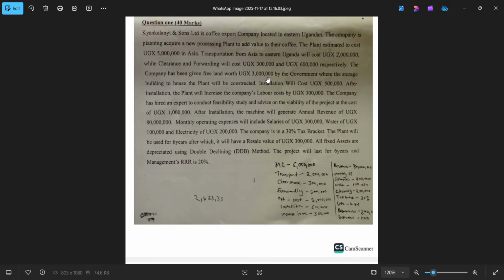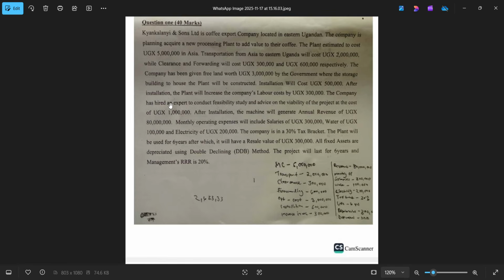Now this free land will be an incentive since the company was not planning for it. It will be an incentive, but if the company was planning to buy it, it would be an opportunity cost. The land is given by the government, where the storage building for the plant will be constructed. Installation will cost 500,000. After installation, the plant will increase the company's labor cost by 300,000. So that will be an increase in working capital.